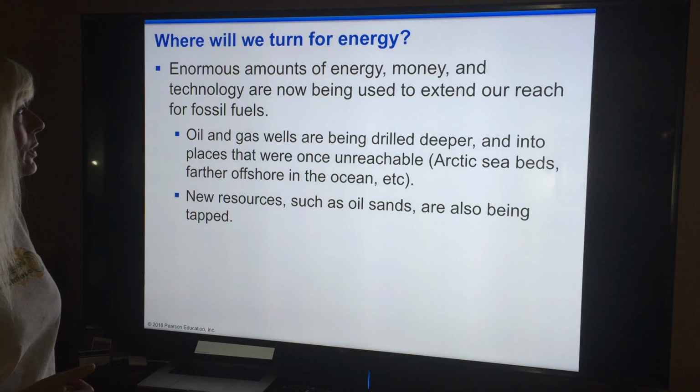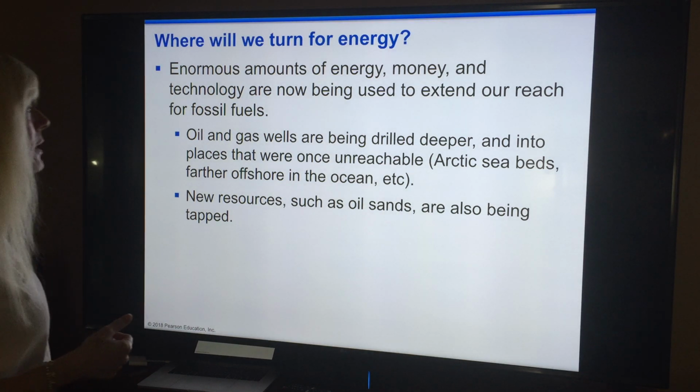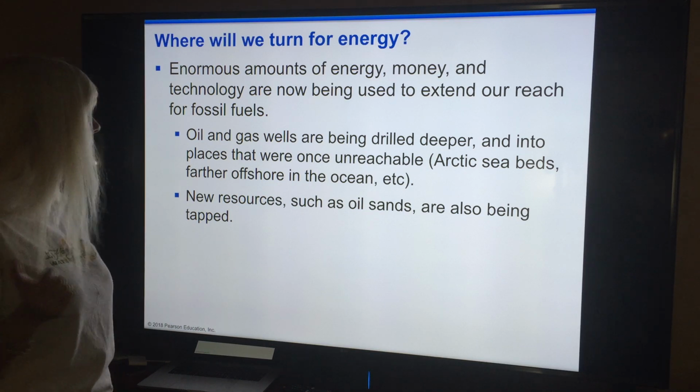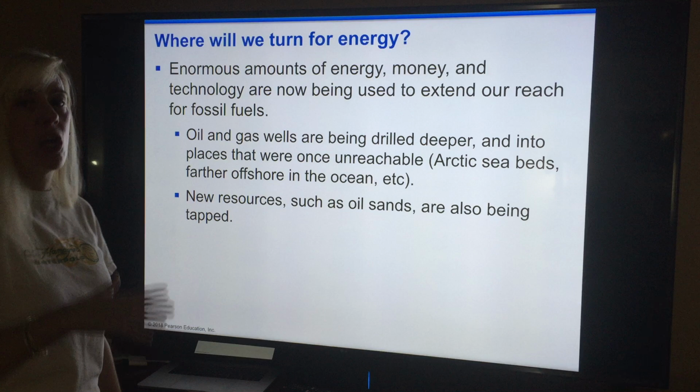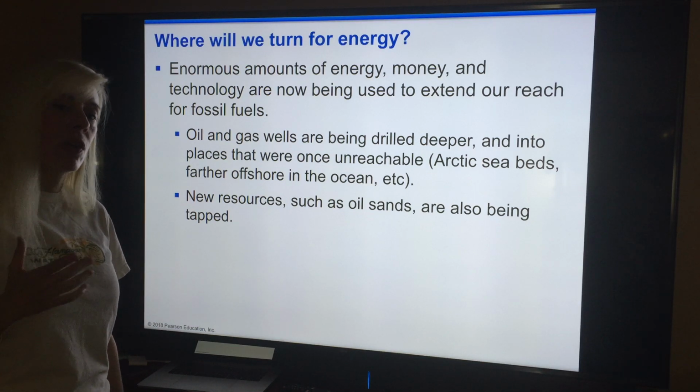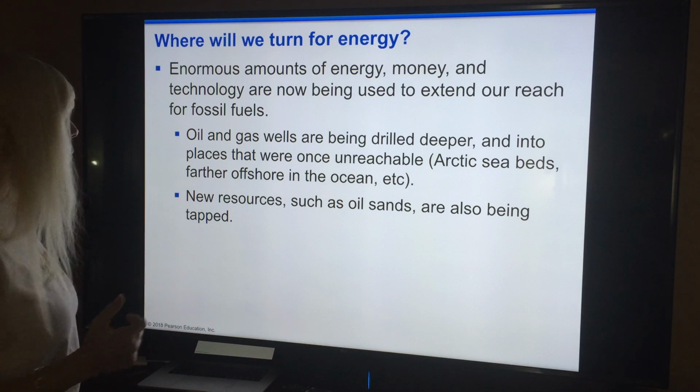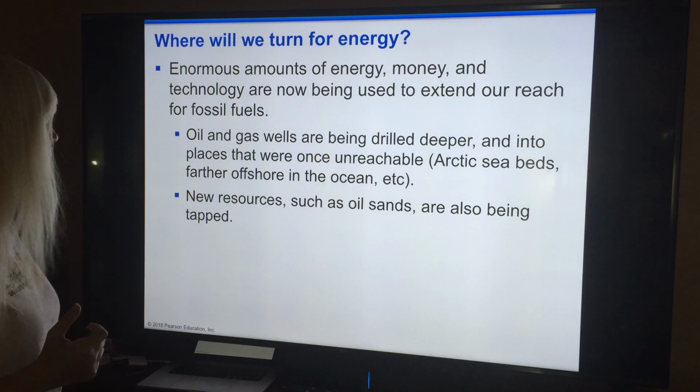Oil and gas wells are being drilled deeper and into places that were once unreachable. Arctic seabeds, because they're not frozen anymore, so you can get to them. Farther offshore in the ocean, go and look at a map that shows where all the oil drilling platforms are in the Gulf of Mexico. New resources such as oil sands are also being tapped.